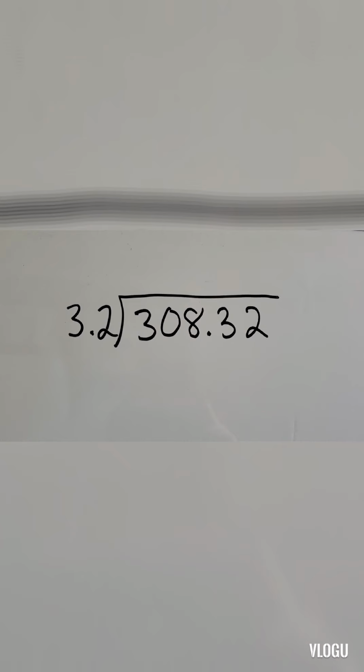The problem is this number is too big. I can't put a 10 up there. It has to be a single digit. And technically, if we multiply 32 times 10, we're going to get 320. And 320 is too big. So we know that 10 won't work. So my guess is going to be the closest thing to 10 that's a single digit, which is 9.